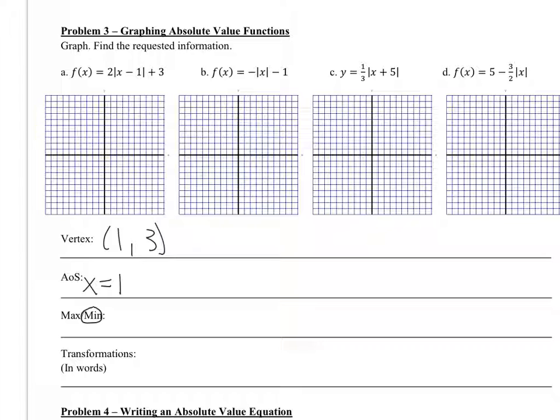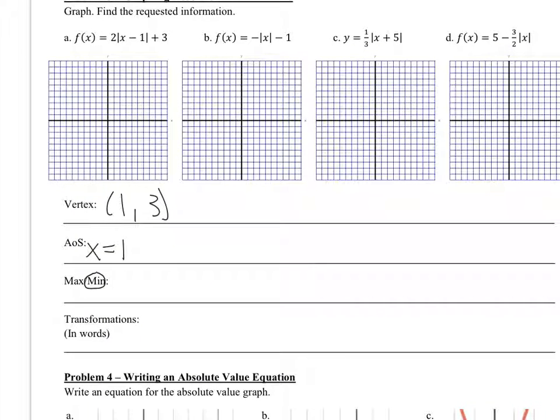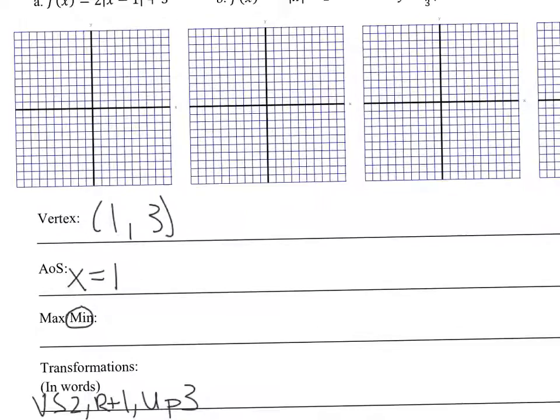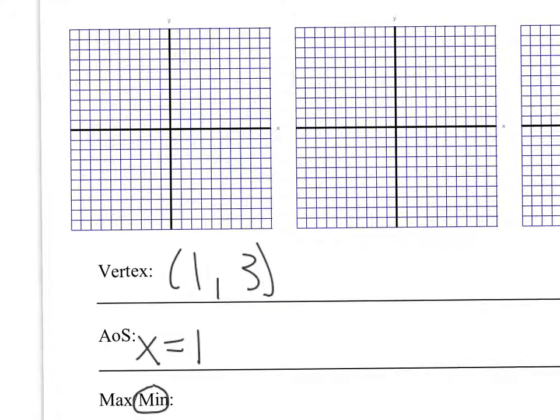So my transformation in words, again, if I look at this, the 2 is going to be a vertical stretch of 2. I'm going to be moving to the right 1, and I'm going to be moving up 3. So when I'm graphing this, I'm going to go to 1, 3, and then you can plug in the points to the left and right. I'm going to actually try to zoom in so I can see it better.